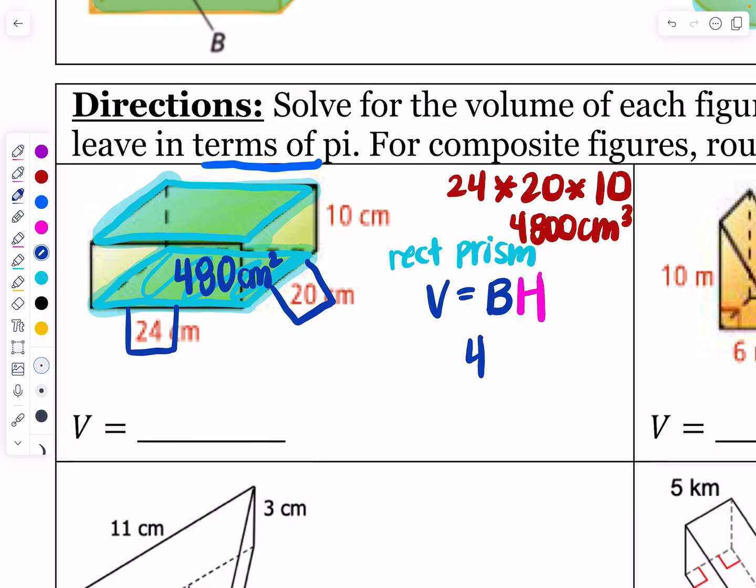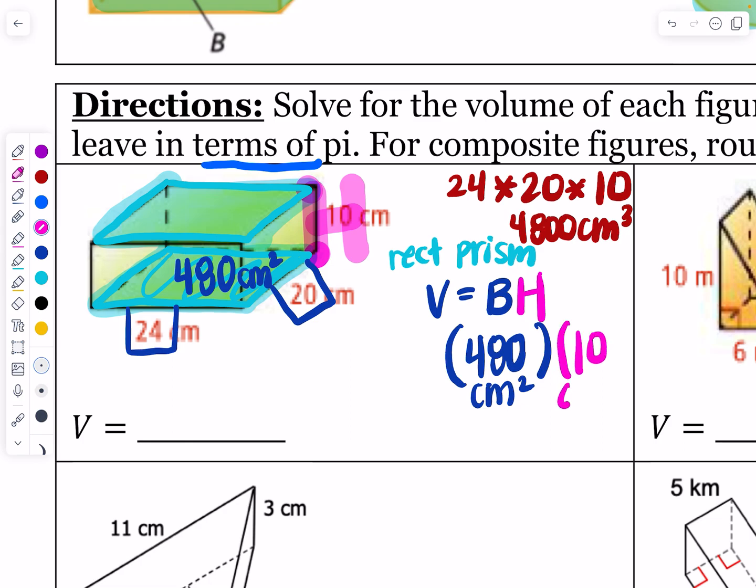So that's going to be 480 centimeters squared. 480 is that 2D shape. And we want to multiply that by the height. Well, what is our height between our bases? That is going to be from the bottom floor to the top floor. That is going to be 10 centimeters between those two. So that's going to be times 10 centimeters.